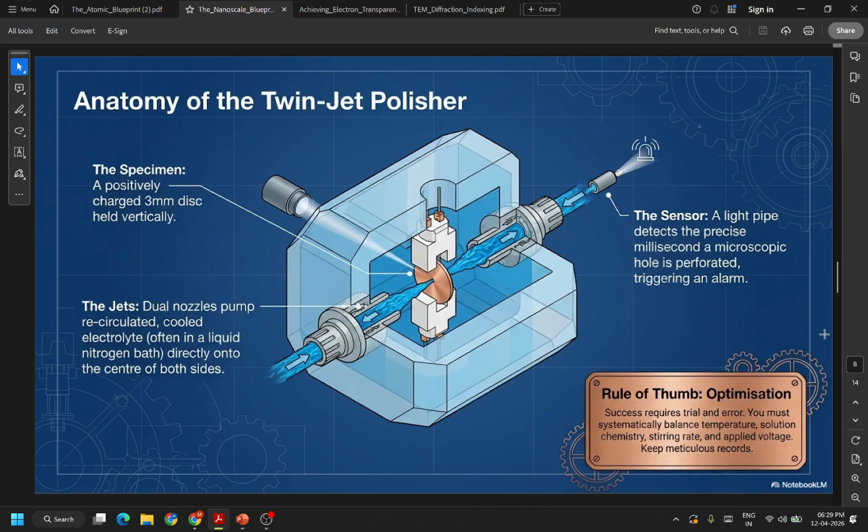So the rule of thumb is success requires trial and error. You must systematically balance temperature, solution chemistry, stirring rate, and applied voltage. So yeah, you may have to do it multiple times and you have to keep a record each time so that you can improve your method.